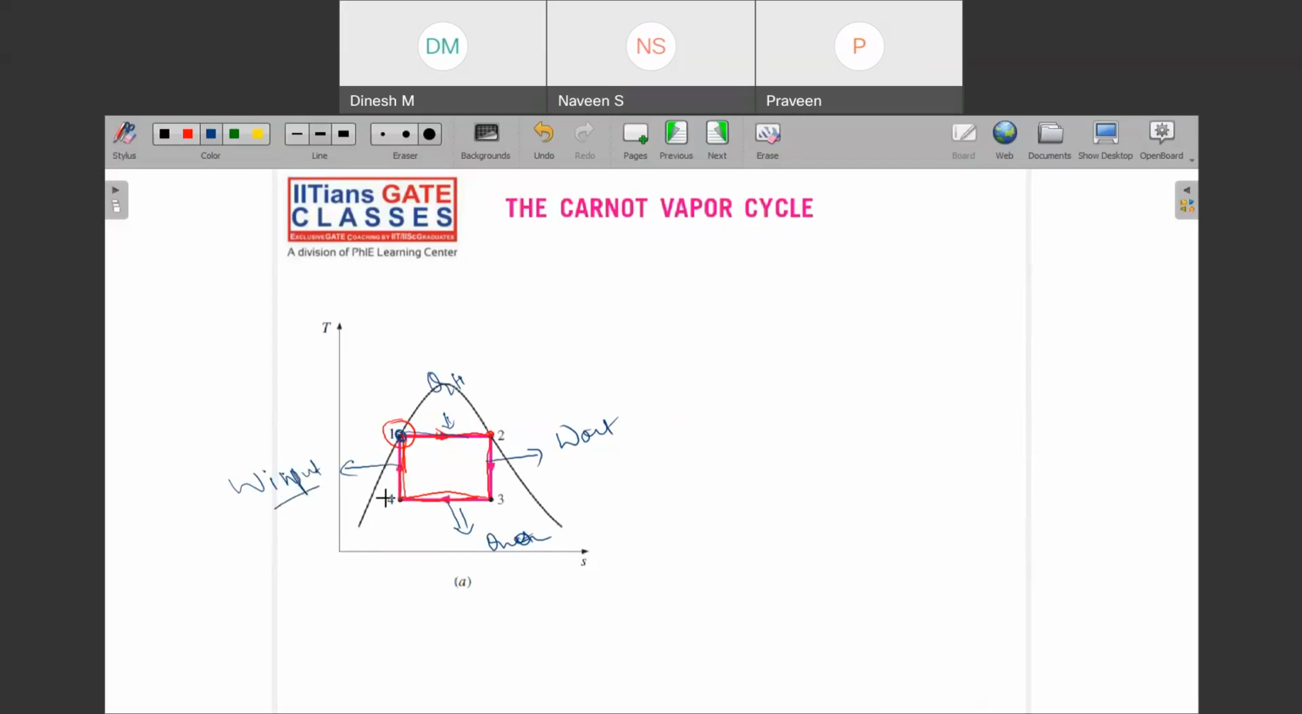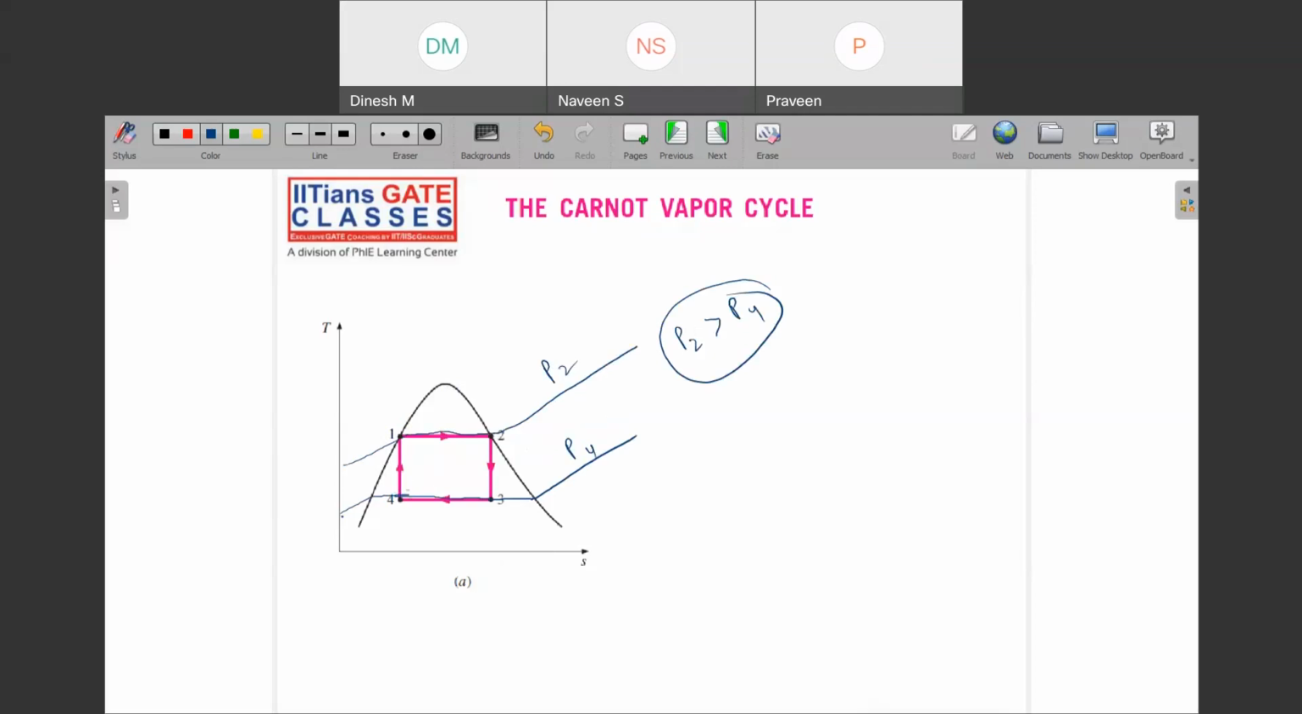work input. Why? Because you are trying to increase your pressure. Like if you remember, can you remember that these are constant pressure lines? Then can you recall that these pressures are not the same? Like this pressure, if I say P2, this is P4, then can you see that P2 is greater than P4? Then in order to reach from this point to this point, you will have to increase its pressure, and pumps are those devices which can increase the fluid's pressure.